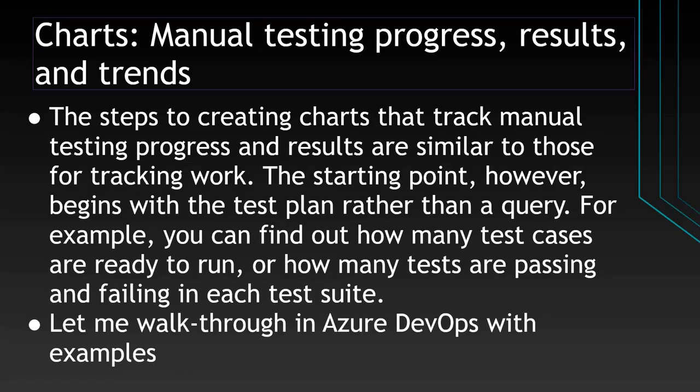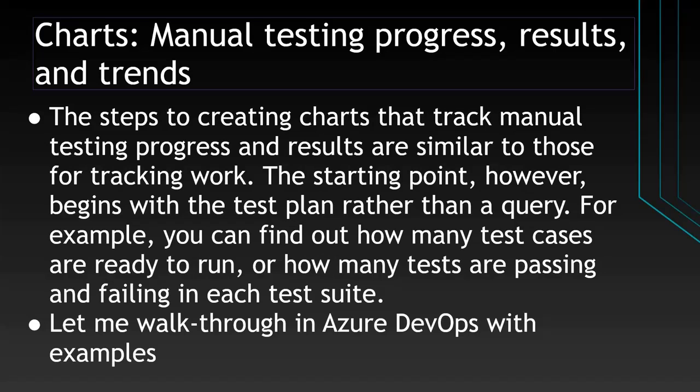So when I was explaining how to track the work, we used flat list queries. But here, to track the manual testing progress, we'll be using test plans instead of queries. For example, you can find out how many test cases are ready to run, or by using these charts, how many tests passed and how many test cases failed for each suite. So these kinds of metrics you can derive by using test plans.